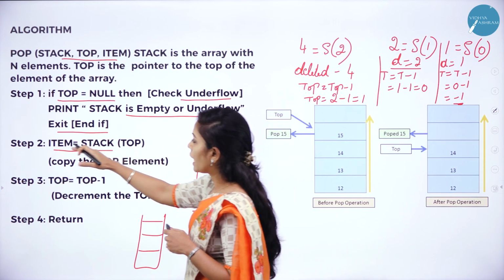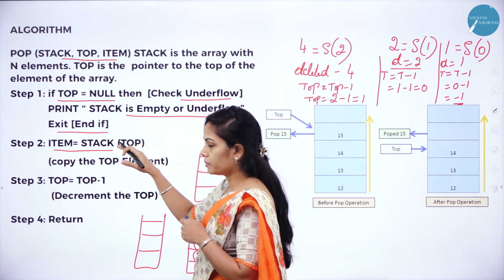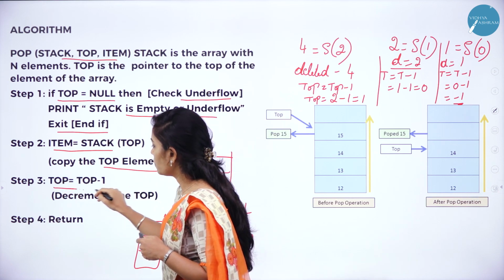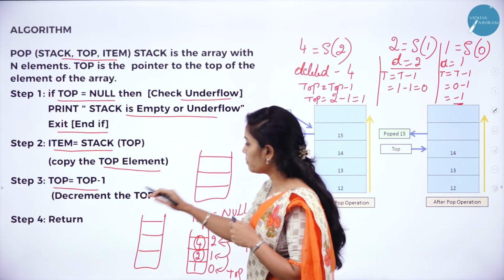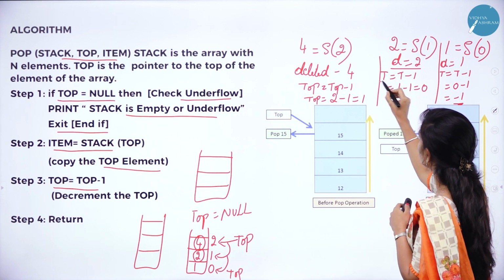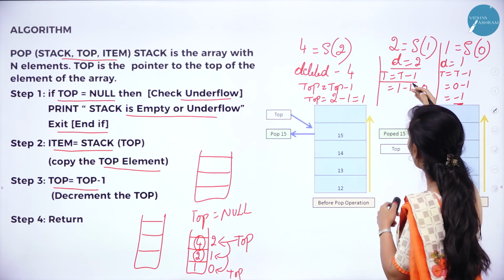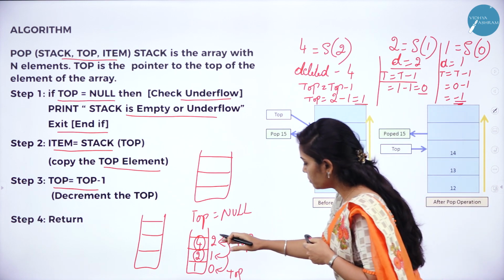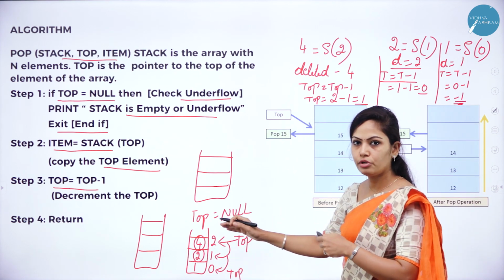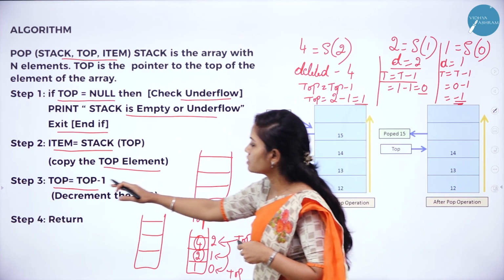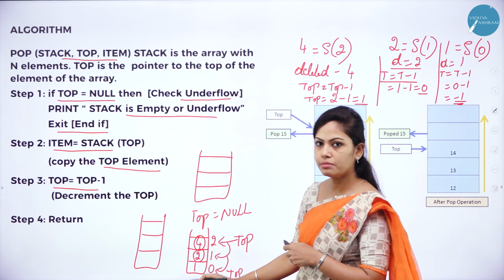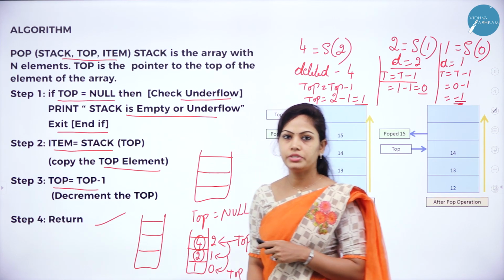Check the conditions: item = stack[top], copy the top element and check the condition top = top - 1, decrement the top. If you use top = top - 1, the value will decrement from 2, 1, 0. The value will be decremented using this top = top - 1. And after deleting the items, exit, return.